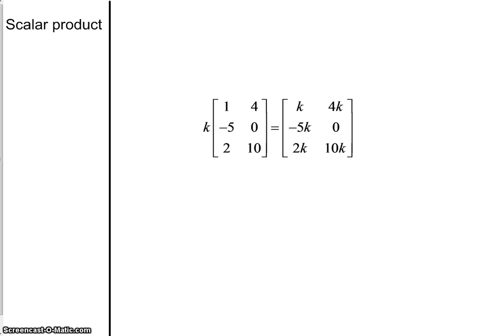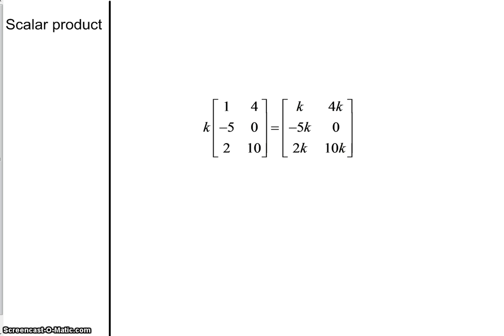Now let's look at what we call scalar multiplication. It's where we multiply each and every term by a value. So here we have our value k. And really what we're doing is taking this k and multiplying it by the 1, the 4, the negative 5, the 0. So instead of a k, let's look at an example here.